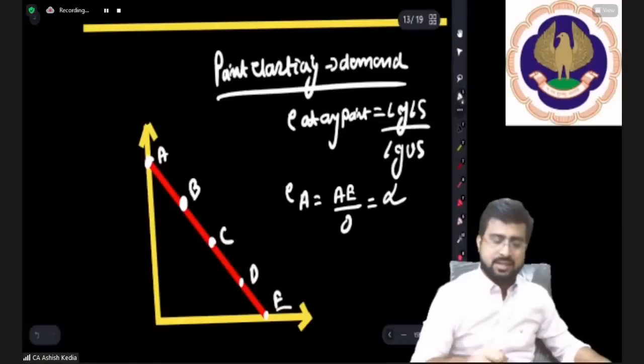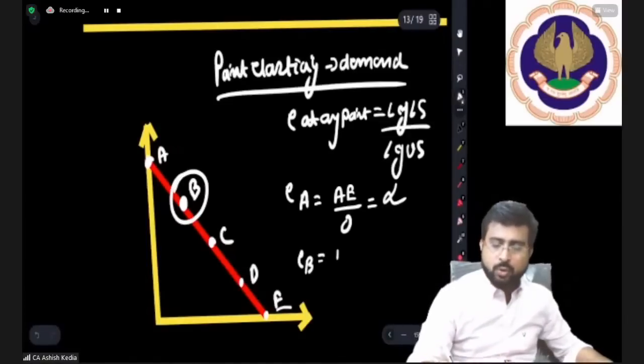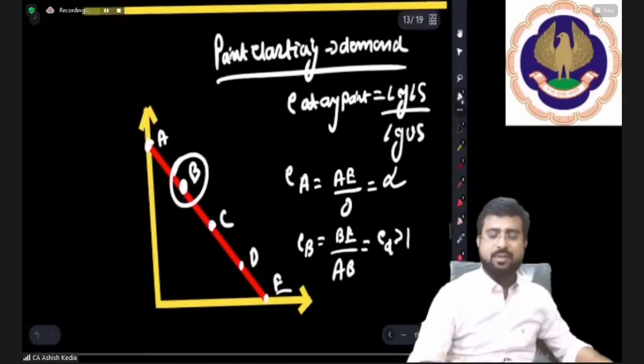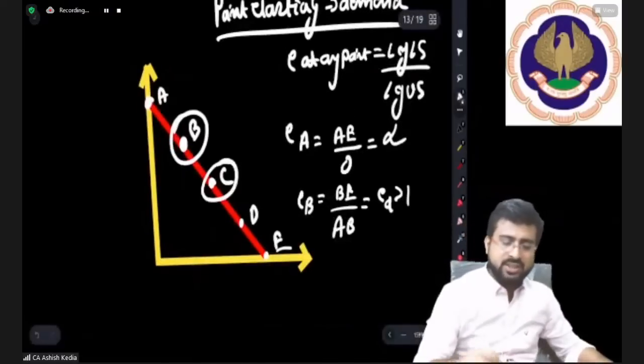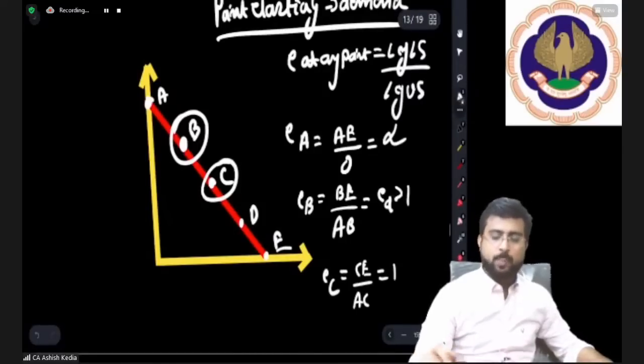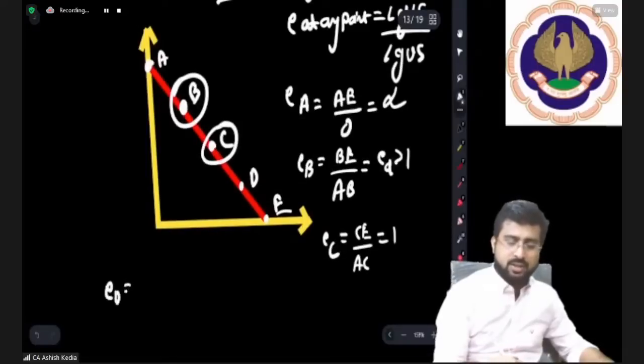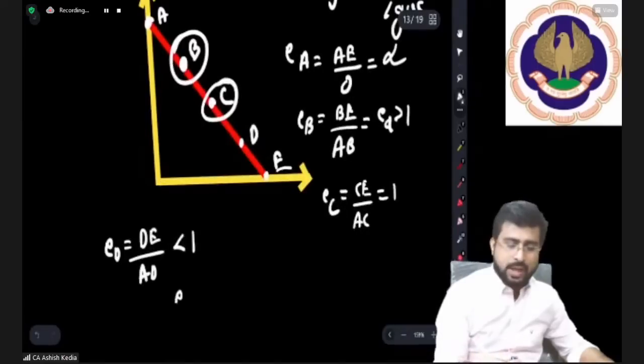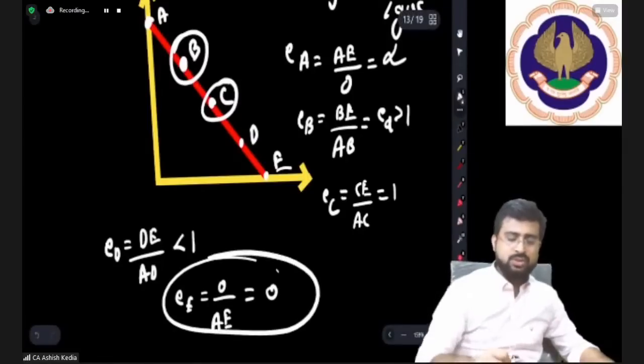That is called perfectly elastic. At point B, you will have to do BE by AB. Here BE is greater, so the value of elasticity of demand is going to be greater than 1, which is called relatively elastic. Point C is the midpoint. At the midpoint, the lower and upper line segments are equal, so the elasticity of demand at point C is going to be 1. At point D, it is DE by AD, and elasticity will be less than 1. At point E, nothing is below it, so 0, and everything is above it, so AE, it will give you 0 elasticity.